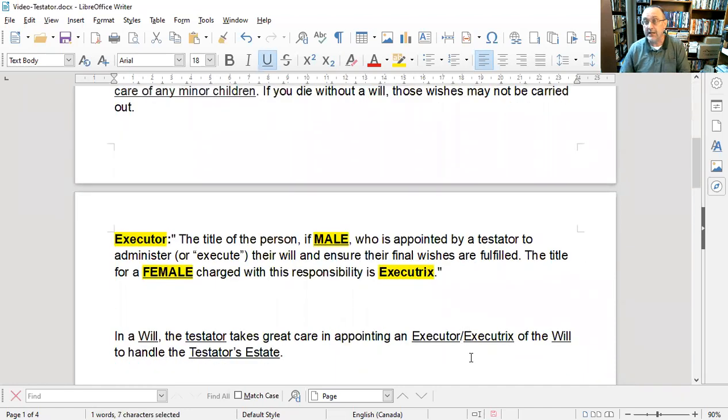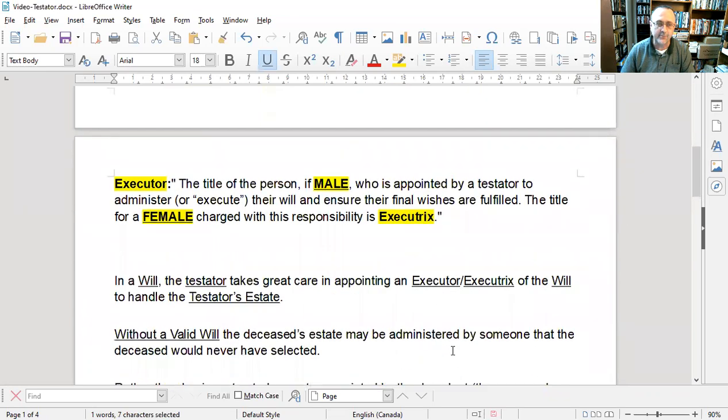So in a will, the testator, who is the man who has made a valid will, takes great care in appointing an executor or an executrix of their will to handle the testator's estate. It is in the will that you dictate who is going to settle your estate, who is the person who would be the legal representative of yours to take care of your affairs after death. Being that a will is a legal document, that is where you would put that information.